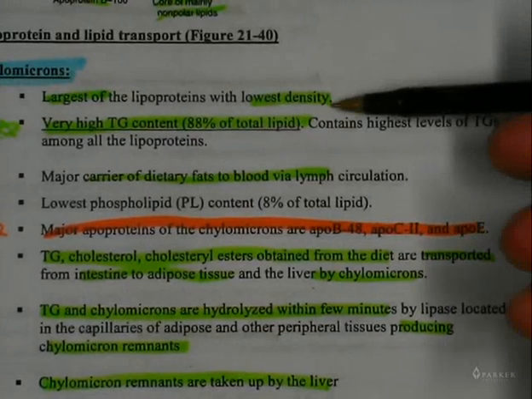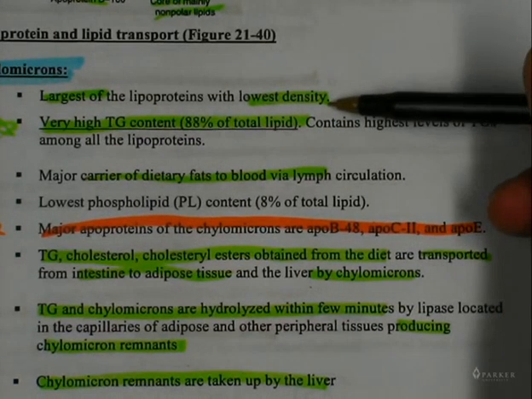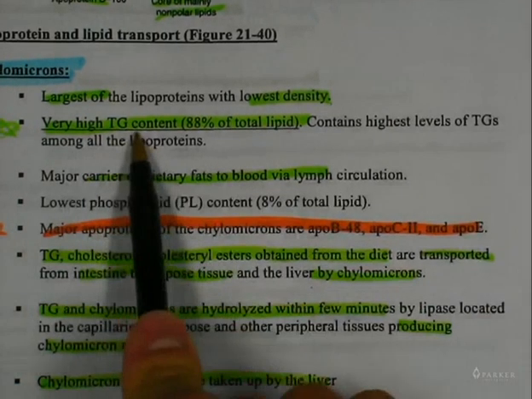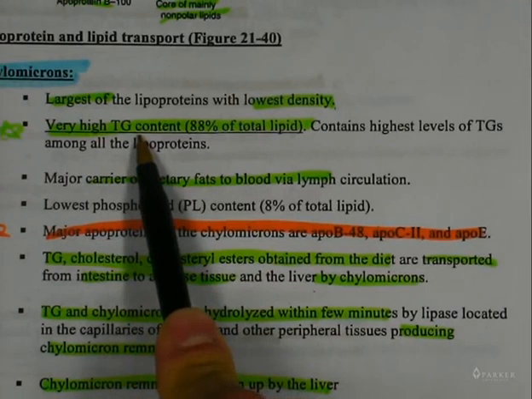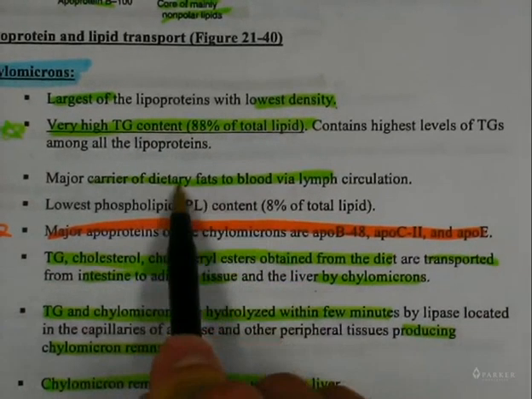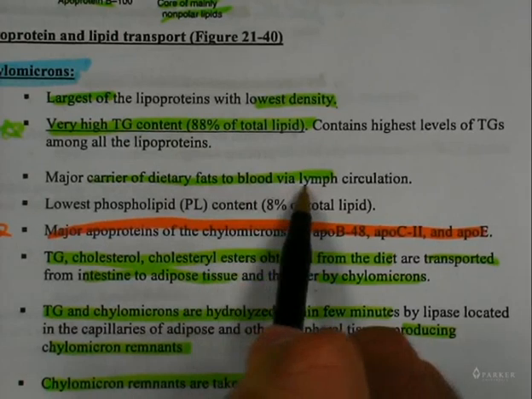Chylomicrons are the largest of the lipoproteins, on page 41, with the lowest density. You know that. If they have the lowest density, they have the most fat. They have high TG content. They contain TGs. Chylomicrons carry TGs, the carrier of dietary fats to blood via lymph.